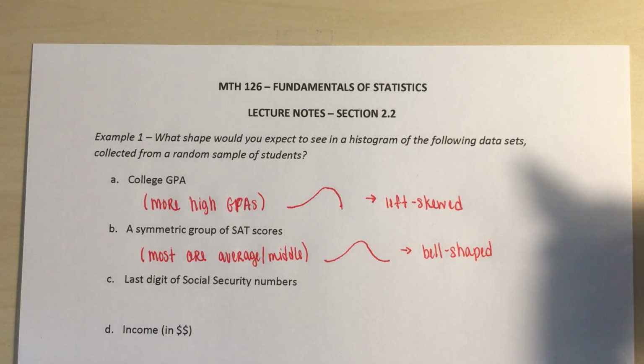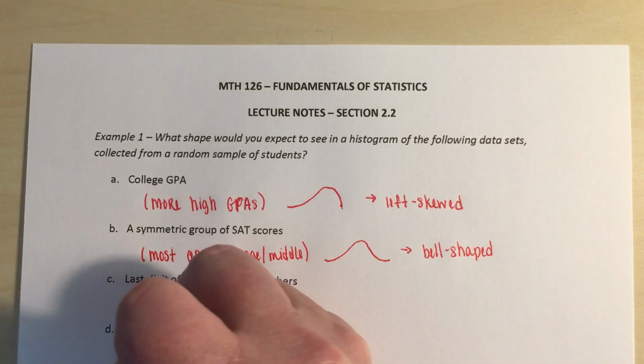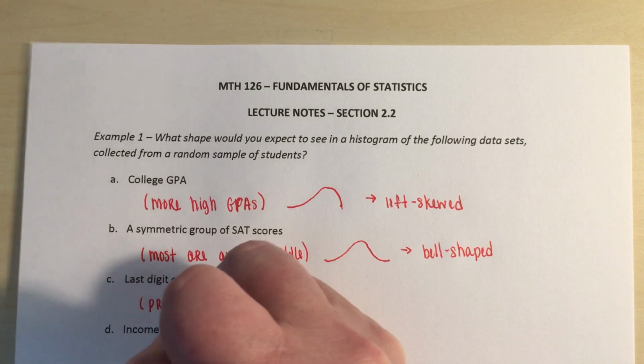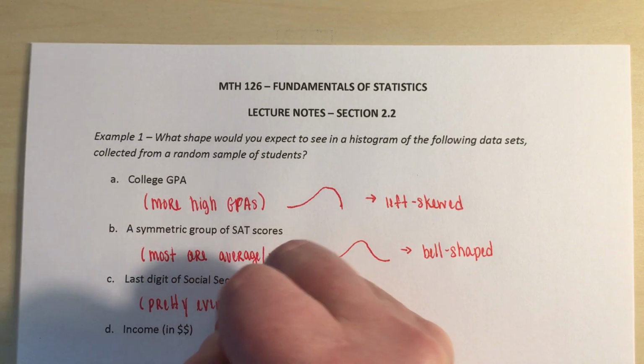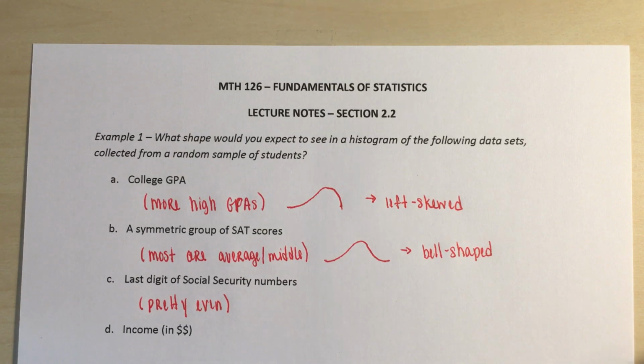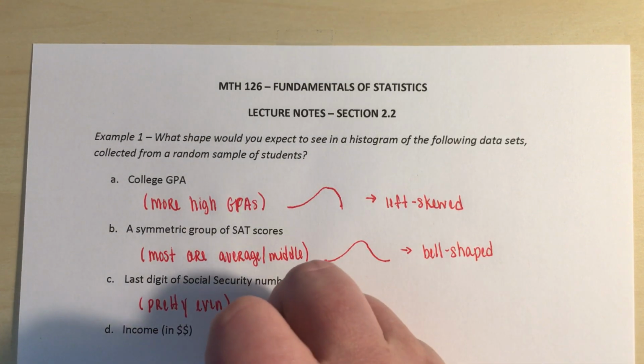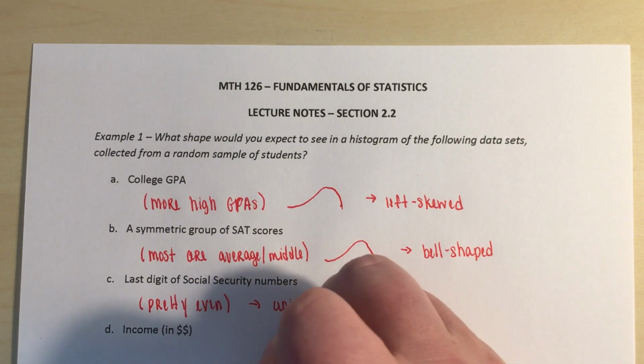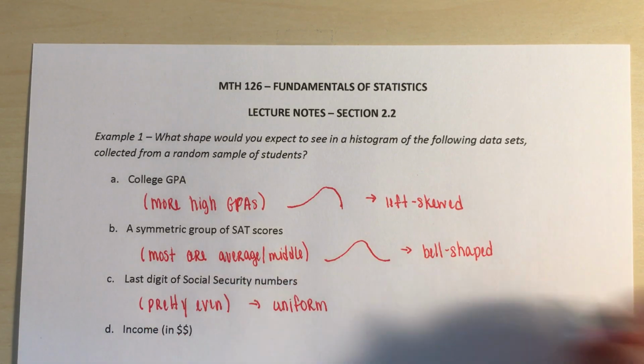Last digit of social security numbers, right? Chances are, if we were to look at that data, it would be pretty evenly spread out, right? If it's pretty evenly spread out, then we are thinking of a uniform distribution.